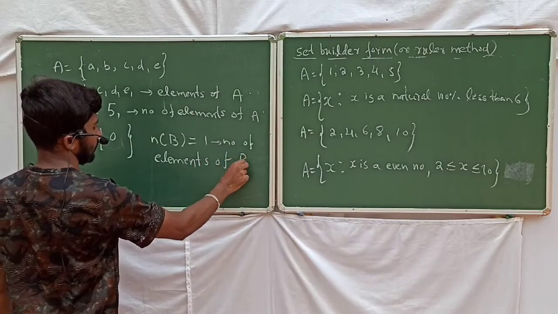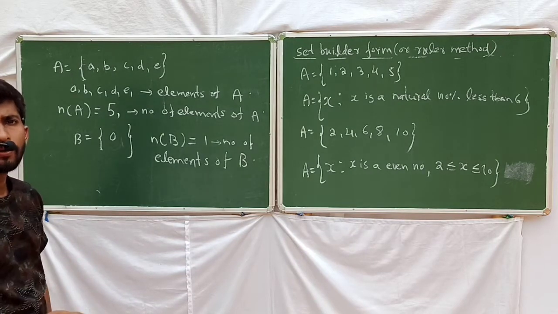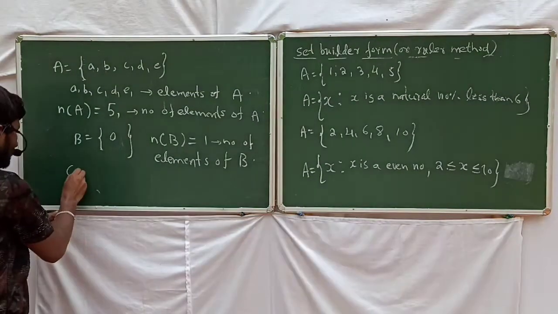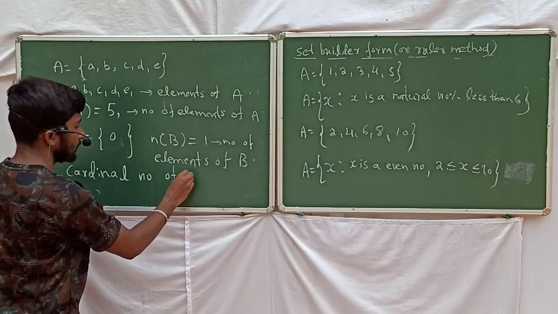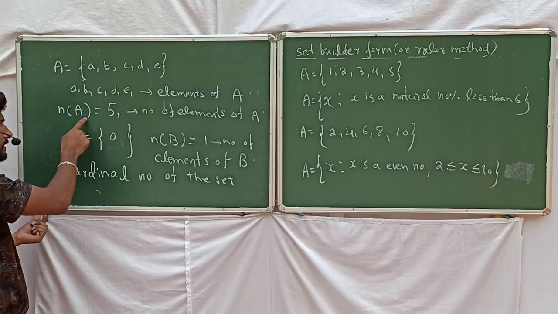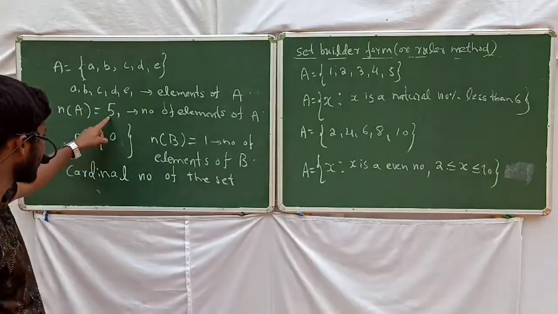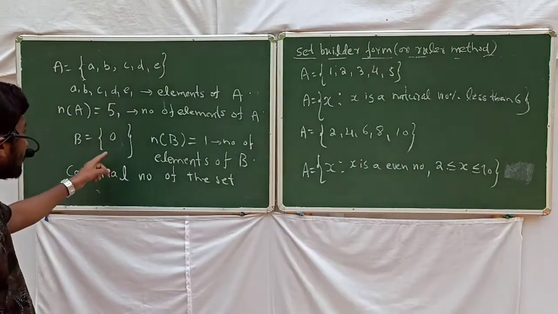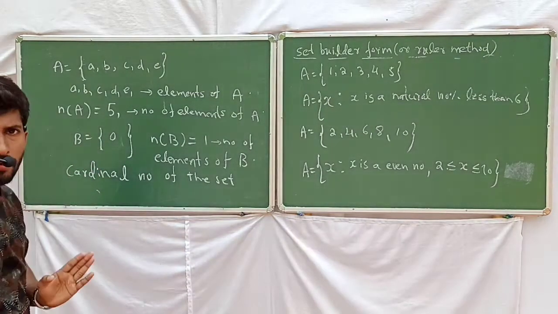of set B. Now if one set is given, then the number of elements of that set is called the cardinal number of the set. Here, what's the cardinal number of the set A? Since that set has 5 elements, the cardinal number of the set A is equal to 5. In set B, the number of elements is equal to 1. Therefore, the cardinal number of that set is equal to 1.